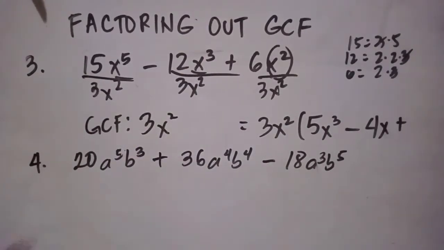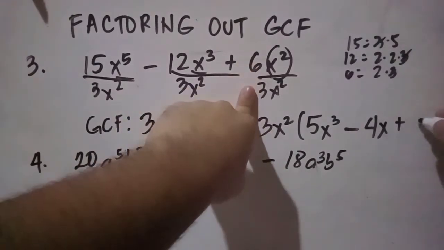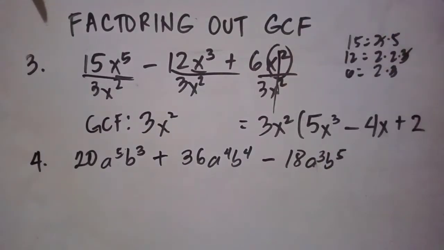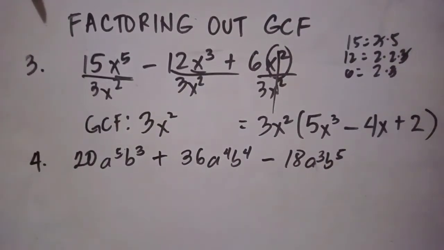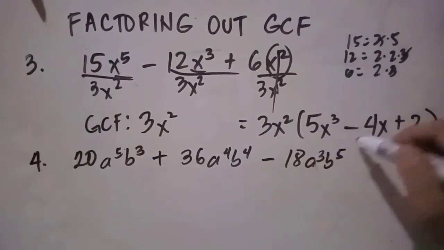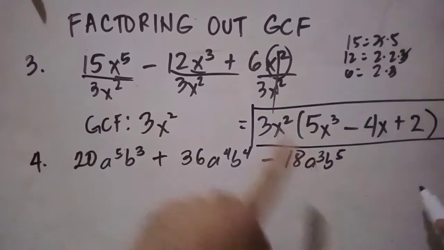Plus 6x squared divided by 3x squared. So, 6 divided by 3 is 2. Then, x squared divided by x squared, so wala nang natira. Okay? So, 2 na lang. Okay? So, the factors are 3x squared multiplied by 5x cubed minus 4x plus 2. So, this is the answer to this one. Okay?